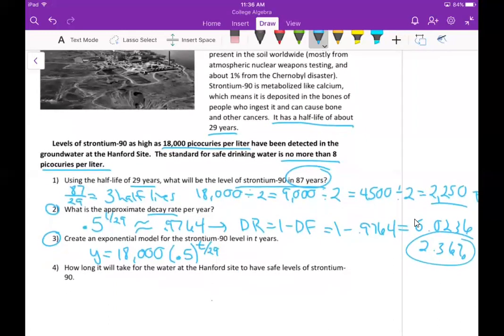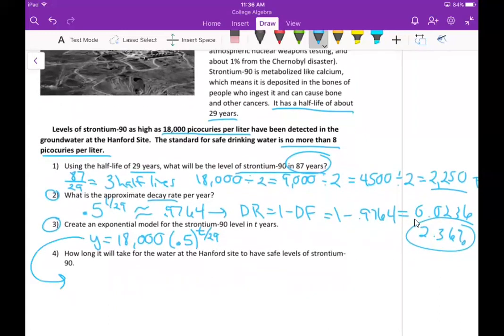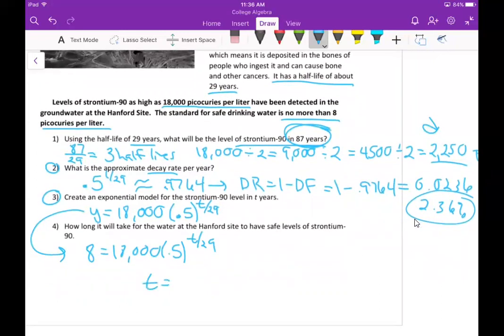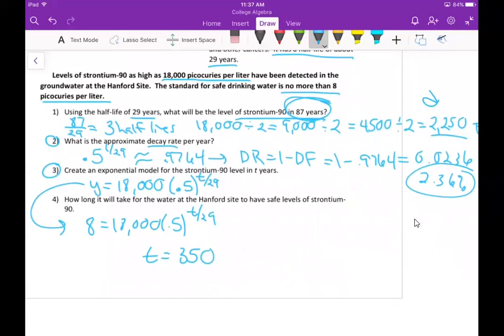What we're gonna do now is say, okay, if I use that equation then, how long will it take me to get down to a level of 8? So we're gonna try and get 8 equal to 18,000 times 0.5 to the t over 29. Now we already know that 87 doesn't even get us close, so we're gonna have to go pretty far. So I'm gonna jump really far. I'm gonna say, okay, let's look around like 350. You make an educated guess there. We wanna get all the way down to 8, so it's gonna take a long time. So make an educated guess and plug it in.